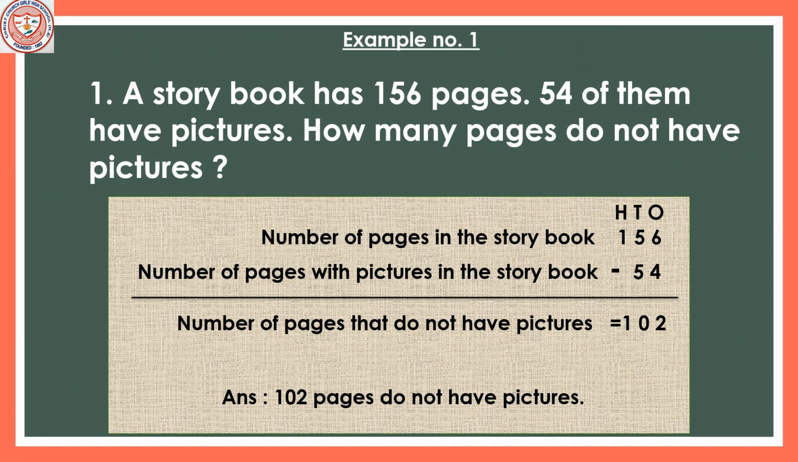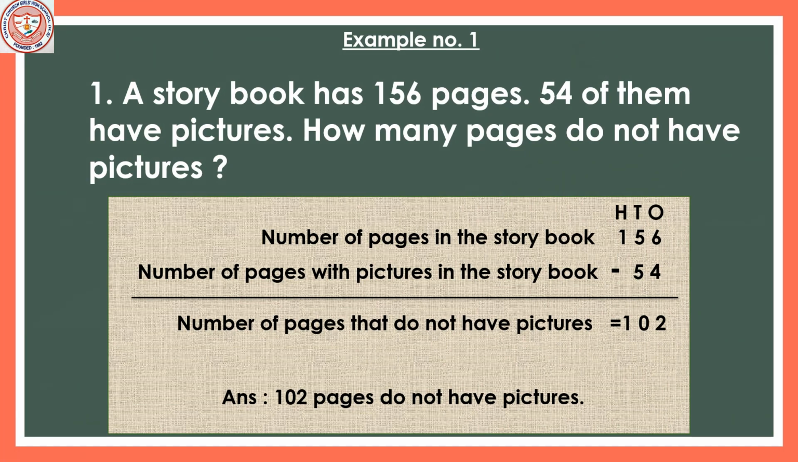And before writing, what do you have to do? You have to write HTO, and then you have to write the numbers according to their place value. It means 1 will be in the hundreds place, 5 will be in the tens place, and 6 will be in the ones place. Okay, then write down the second statement, and that is number of pages with pictures in the storybook, 54. Here, how will you write 54? Very good. 5 will be in the tens place and 4 will be in the ones place.